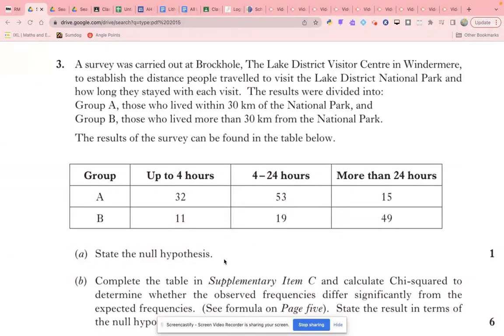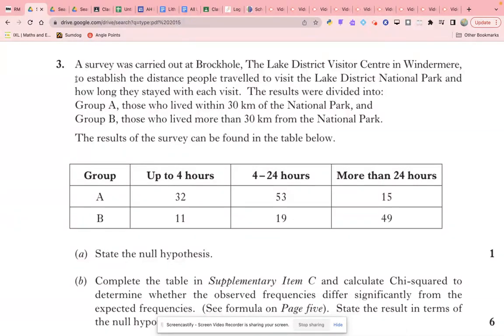So before we explore question number one, which is to state the null hypothesis, let's just climb into the question and consider what the data is that we've been given in this table and what the actual scenario is. So we are told that a survey has been carried out at Brockhall. And Brockhall is the Lake District Visitor Centre, which happens to be in Windermere. Now, we don't need to know anything about Windermere, but we're probably all familiar with what a visitor centre is. And we also know what a survey is.